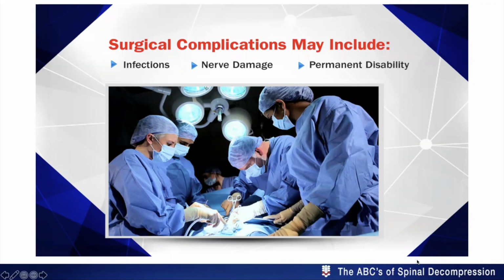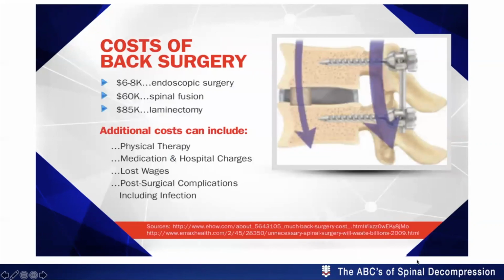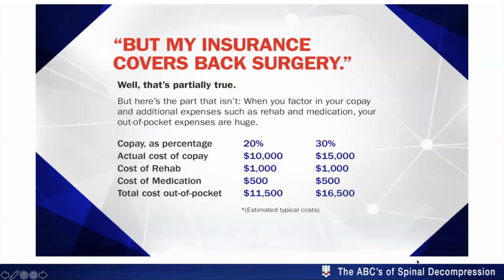Do you people know that spinal surgery is the second leading surgery in America? Are you kidding me? Second leading surgery. What's the cost? 6,000 to 8,000, up to 60,000, 85,000. You can look up the Johns Hopkins studies and the Newsweek studies. And then what they don't tell you is, the person says, oh, my insurance might cover the surgery. Yeah, but what about when you're out of work for 3 months? What about the physical therapy? What about the medication? Nobody gets 100% copayment. But you as a doctor have to explain that to the patient.